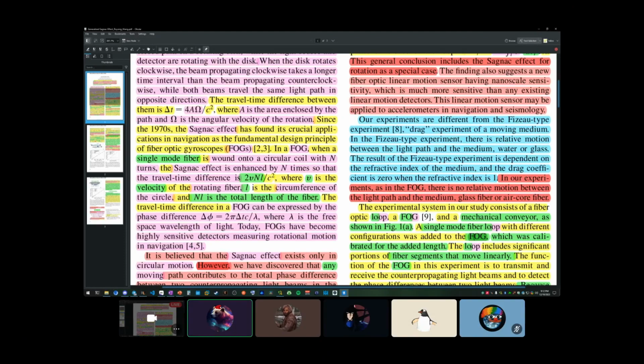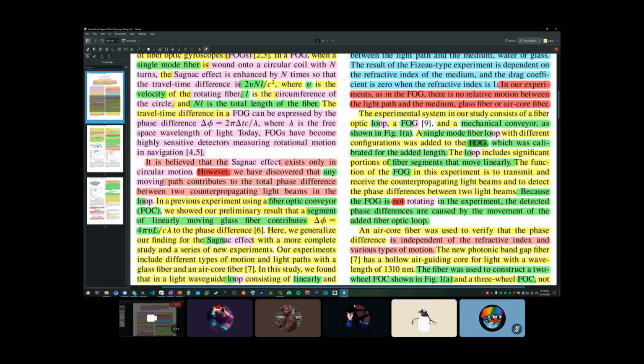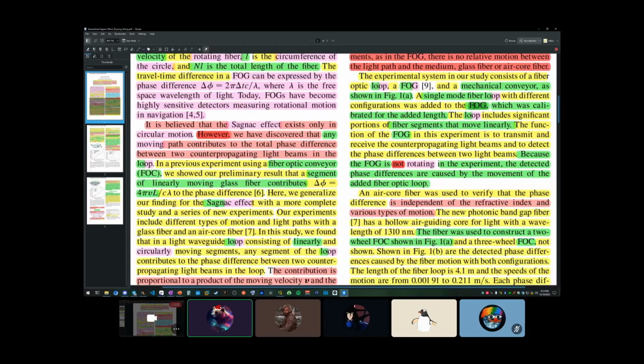The time difference in the FOG can be expressed by the phase difference delta phi equals 2 pi delta t c over lambda, where lambda is the free space wavelength of light. Today, FOGs have become highly sensitive detectors measuring rotational motion in navigation. It is believed that the Sagnac effect exists only in circular motion.